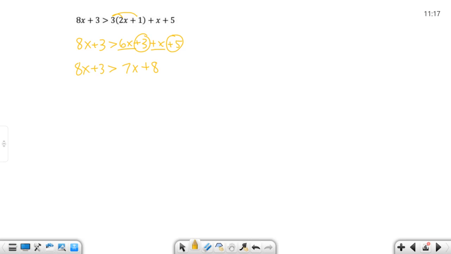Now I'm going to move my 7x over because, again, I want my x's on the left. That's not magical. That's not proper. You don't have to do that. It's just, I think it makes it easier to read it in the end. That cancels. It's going to be x plus 3 greater than 8. Subtract 3 from both sides. X is greater than 5.